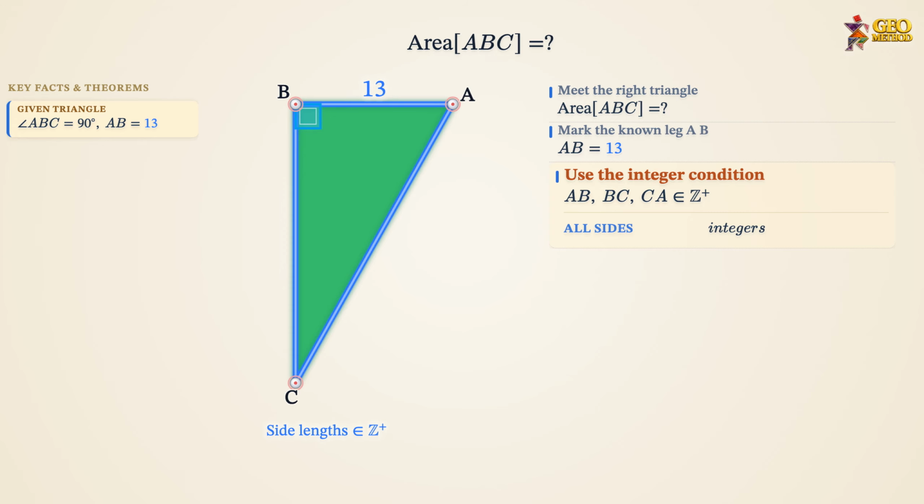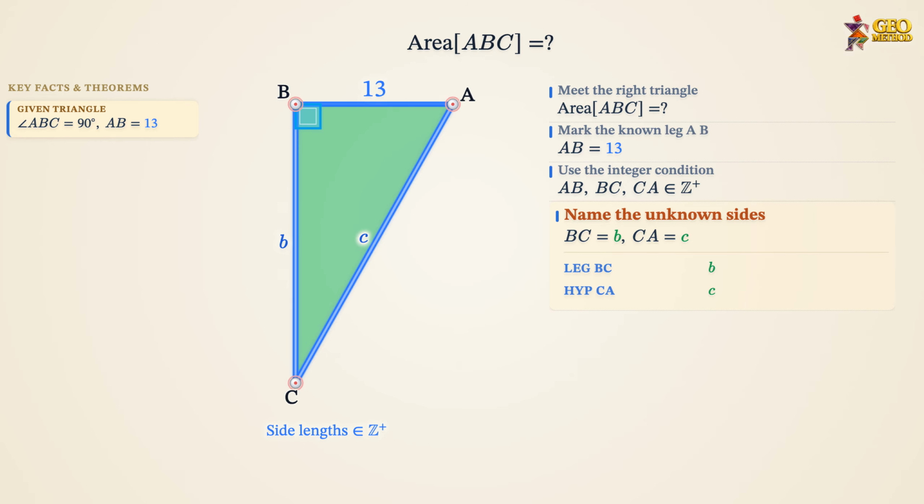Because all three sides of triangle ABC are positive whole numbers, the triangle must be a Pythagorean triple. That one restriction is strong enough to pin down the other two sides exactly. Give names to what we do not yet know. Call the second leg segment BC, the letter B, and call the hypotenuse segment CA, the letter C, so we can write equations about them.